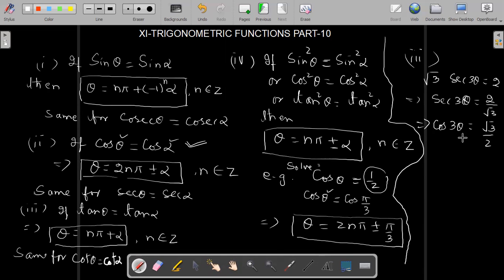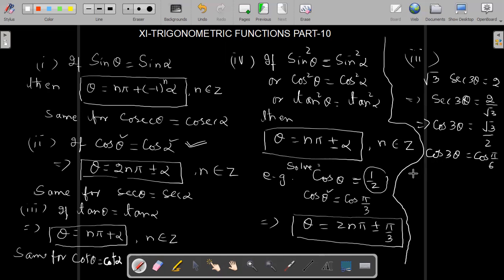Okay. Cos 3 theta is equal to root 3 by 2. We have taken the reciprocal on both sides. The reciprocal of sec theta will be cos theta. Now it is easy to remember. You know the values of cos theta better. Root 3 by 2 is the value of cos at 30 degrees, pi by 6.